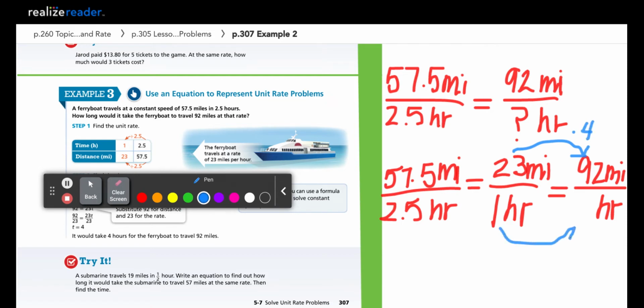Whatever you do to the top, you have to do to the bottom. 1 times 4, 4 hours. So the answer here is that it will take 4 hours for the ferry boat to travel 92 miles.